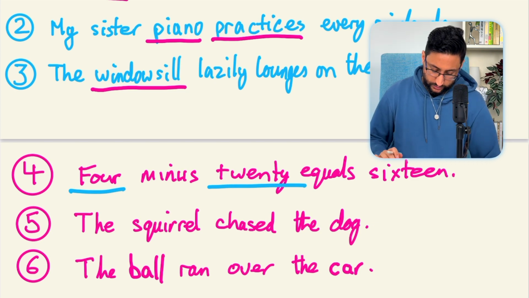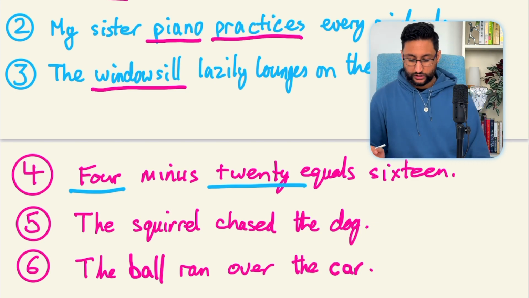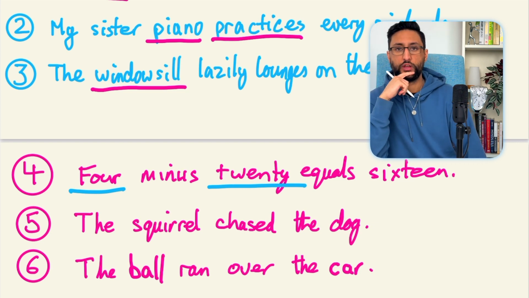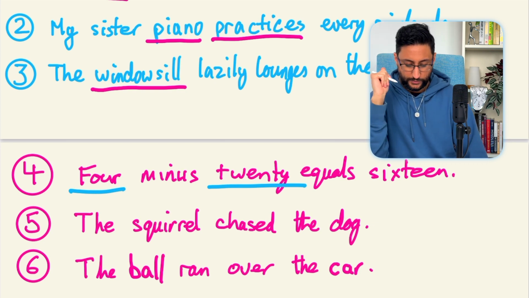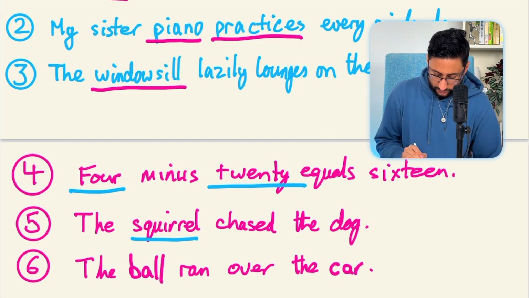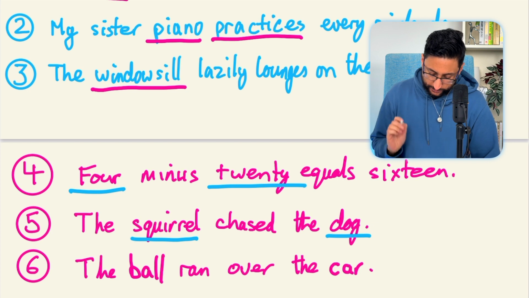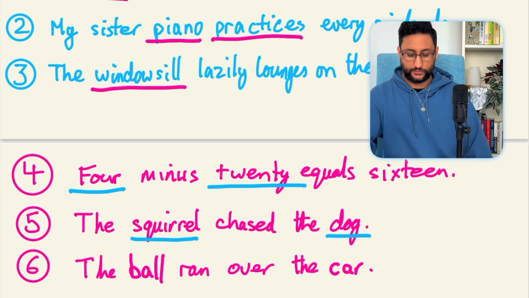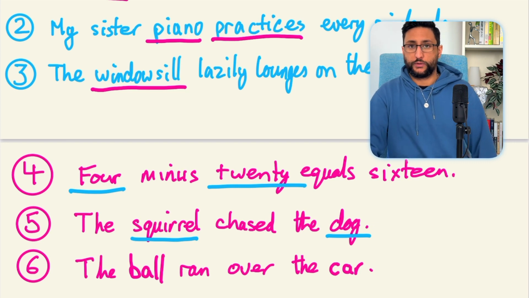We have another logic one on number 5. The squirrel chased the dog. So that one should be fairly obvious, that dogs usually chase squirrels. Squirrels don't normally chase dogs. So we're going to swap around the two nouns in that sentence. The verb can stay where it is. The dog chased the squirrel. That makes more sense. Our final example is also a logic-based example.